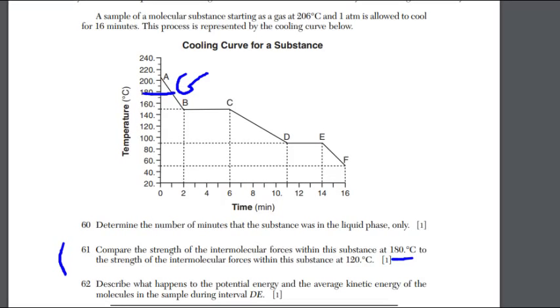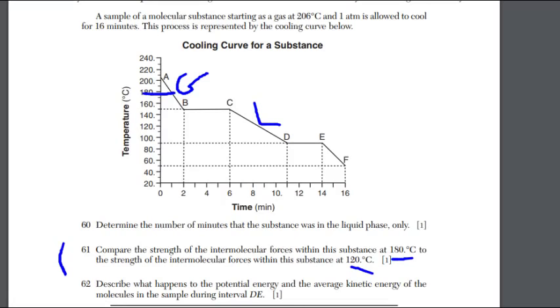They have a lot of space between them. The intermolecular forces are going to not be as strong as liquid or solid phase. And if we look at 120 degrees, we're right here in the liquid phase. So the strength in the liquid phase, which is 120 degrees Celsius, is going to be stronger than the strength of intermolecular forces at 180 degrees Celsius, which is the gas phase.